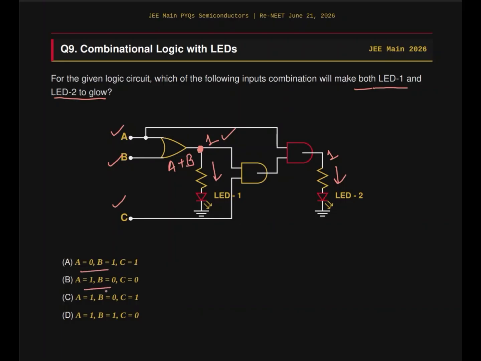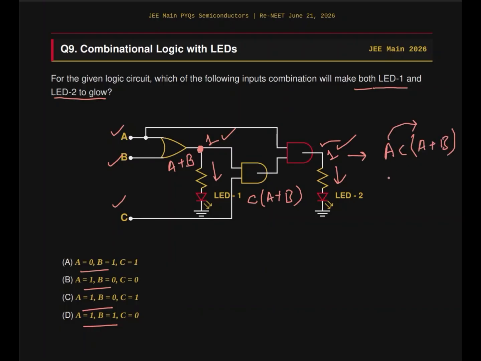Let's check the options. Everything works. So we need to check here. What do we have here? We have C times (A plus B) multiplied with again A, right? So the output here is AC times (A plus B).